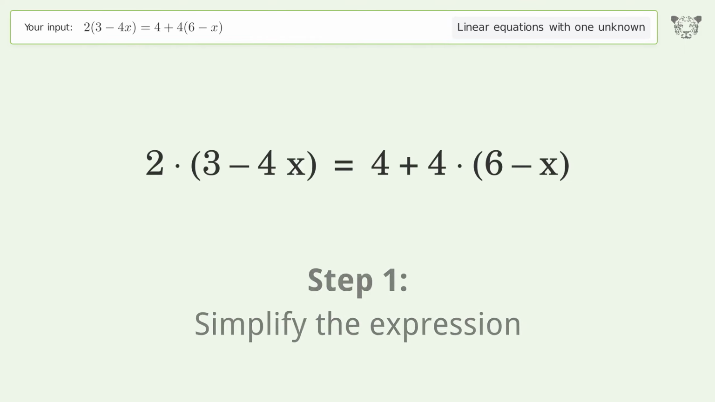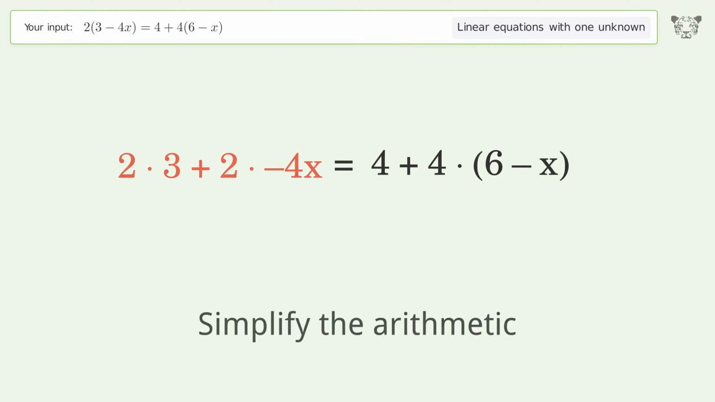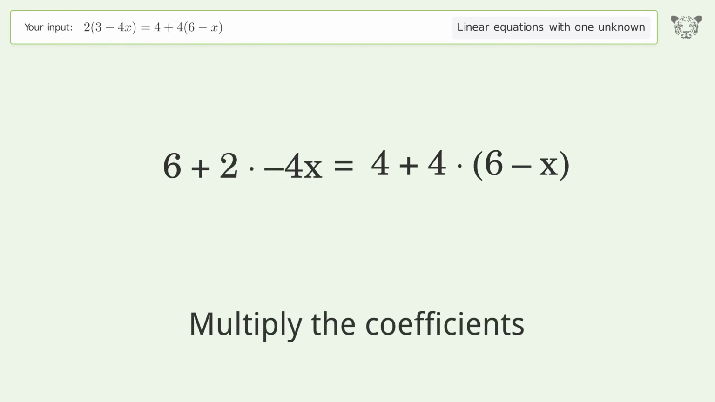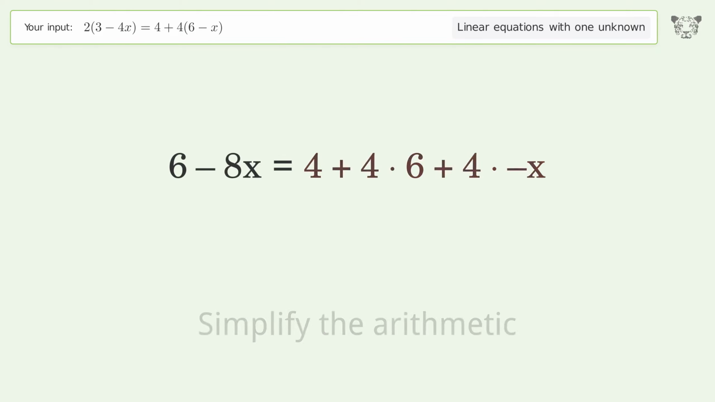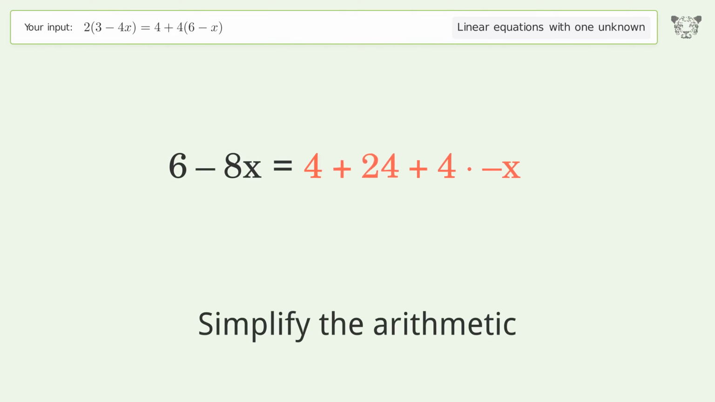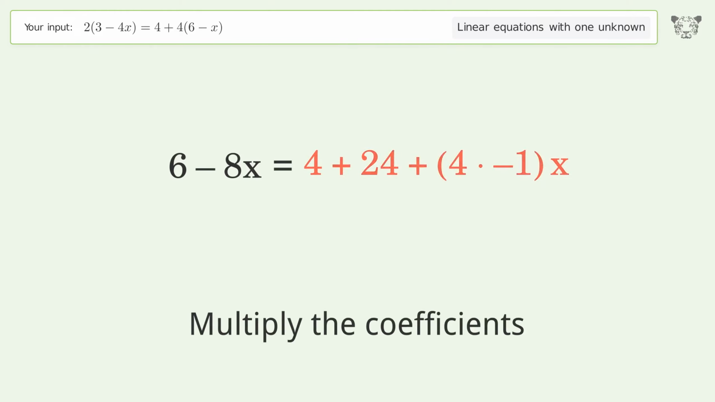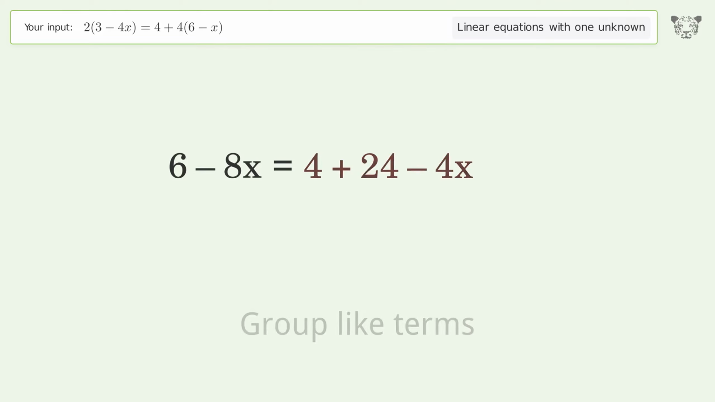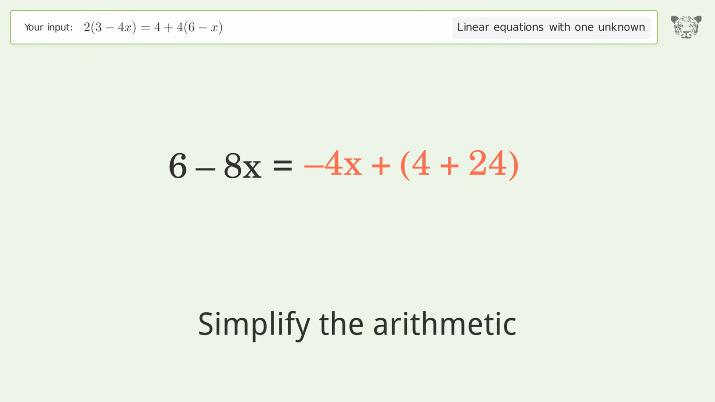Simplify the expression. Expand the parentheses. Simplify the arithmetic. Multiply the coefficients. Expand the parentheses. Simplify the arithmetic. Group like terms. Multiply the coefficients. Group like terms. Simplify the arithmetic.